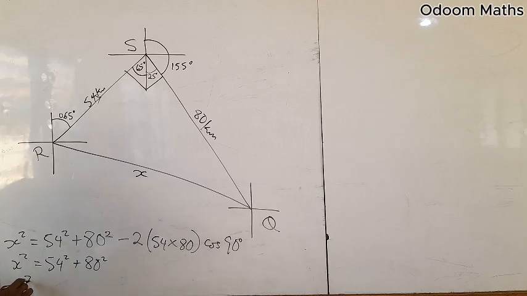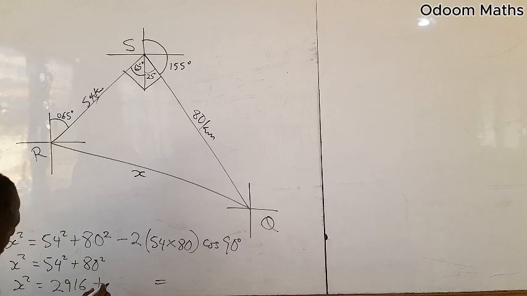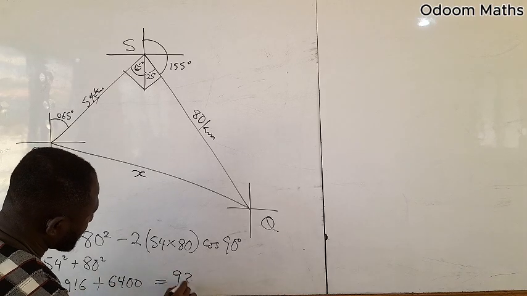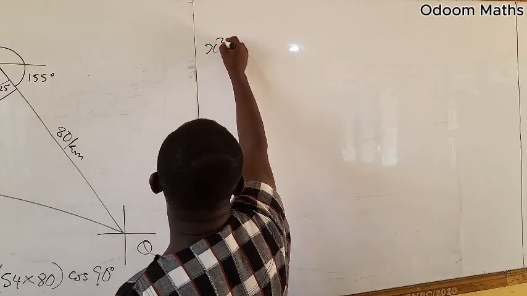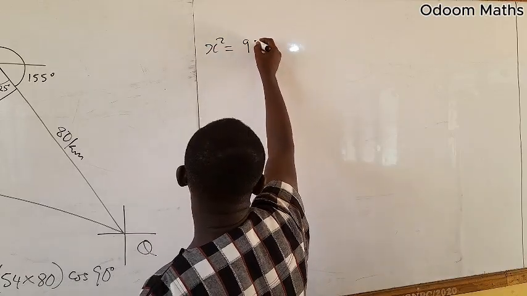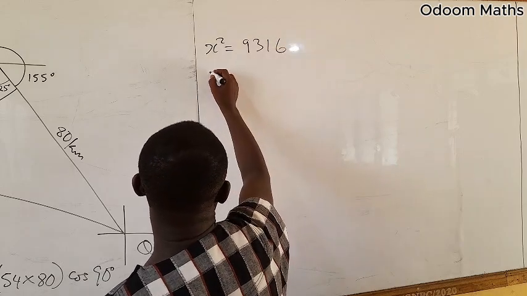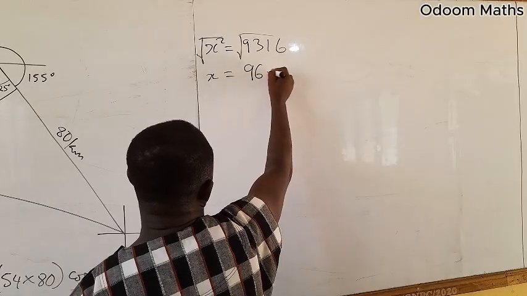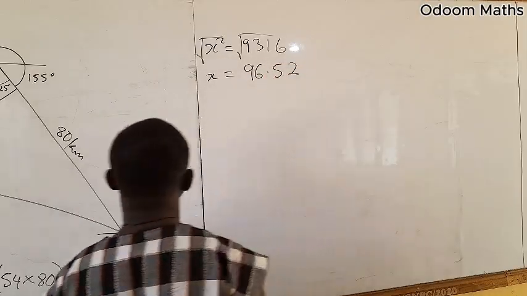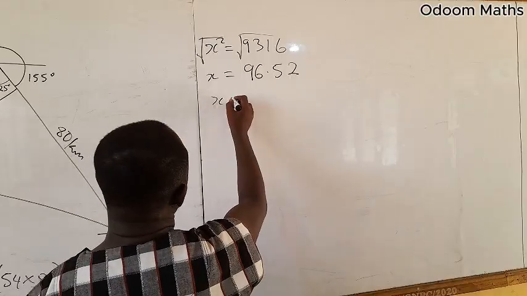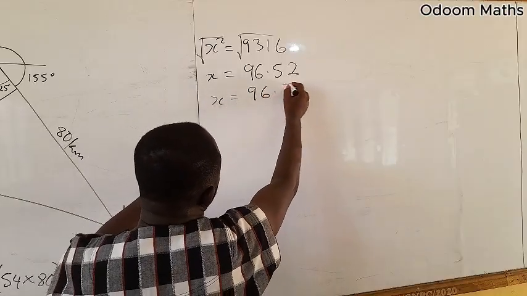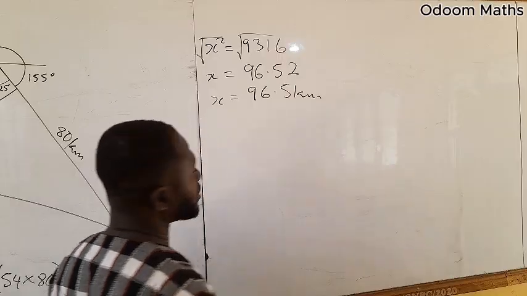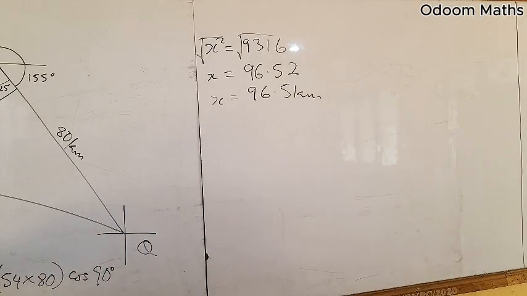Okay, so x squared becomes 2916 plus 80 squared, which is 6400. When you add the two, we are going to get 9316. So x squared is 9316. We put square roots on them, and then x is going to be 96.52. The question says to one decimal place. So x is equal to 96.5 kilometers. Okay, so this is the distance between R and Q.